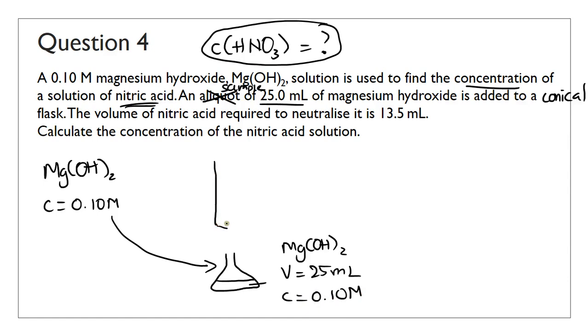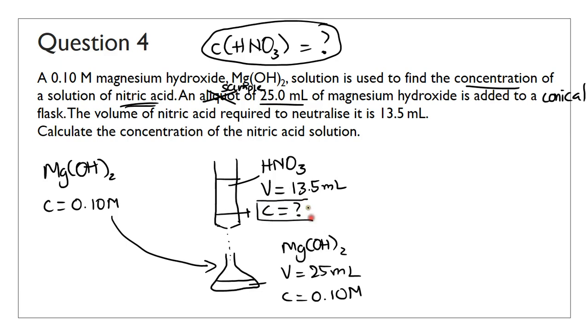It doesn't actually say that this is a titration experiment, so I may have to fix that. I'll just write the word titration at the start. Okay, so the volume of nitric acid required to neutralize it, so HNO3, is in the burette, and the volume of nitric acid required was 13.5 ml. And then they tell you again, calculate the concentration of nitric acid. So you need to find the concentration of nitric acid in the burette.